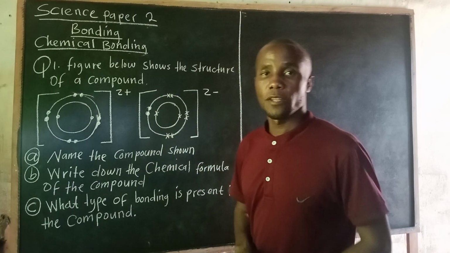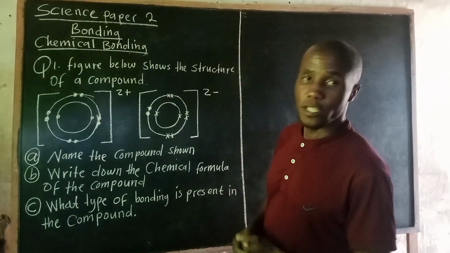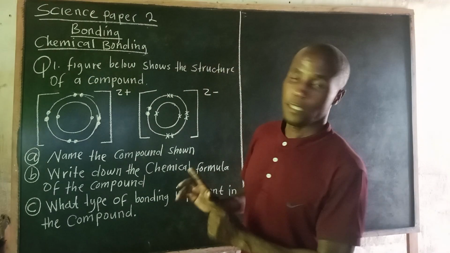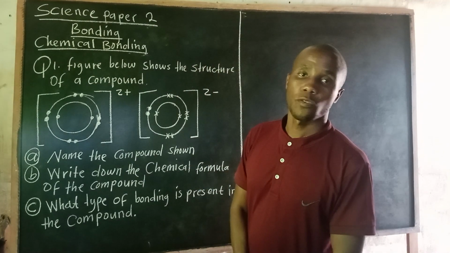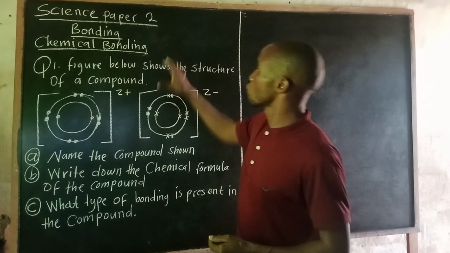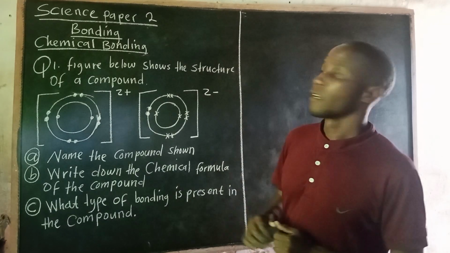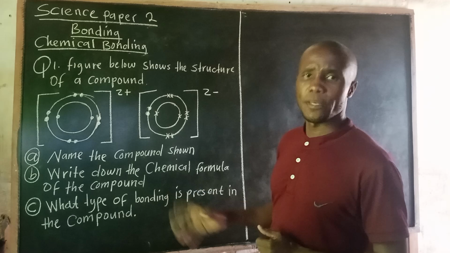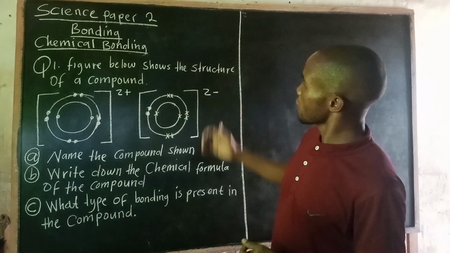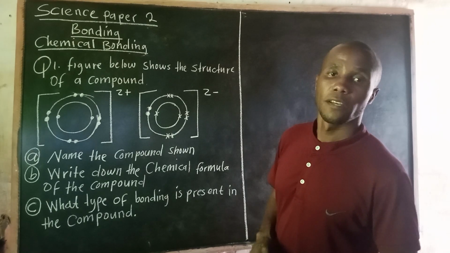With me here is a question on the board, and as you can see, this question is under bonding. Then subtopic chemical bonding. This is paper 2. As I said in the other class, I mentioned that the type of questions that are found in paper 2 are actually chemistry. It's only chemistry in paper 2. So now let us see how we are going to answer this examination question.